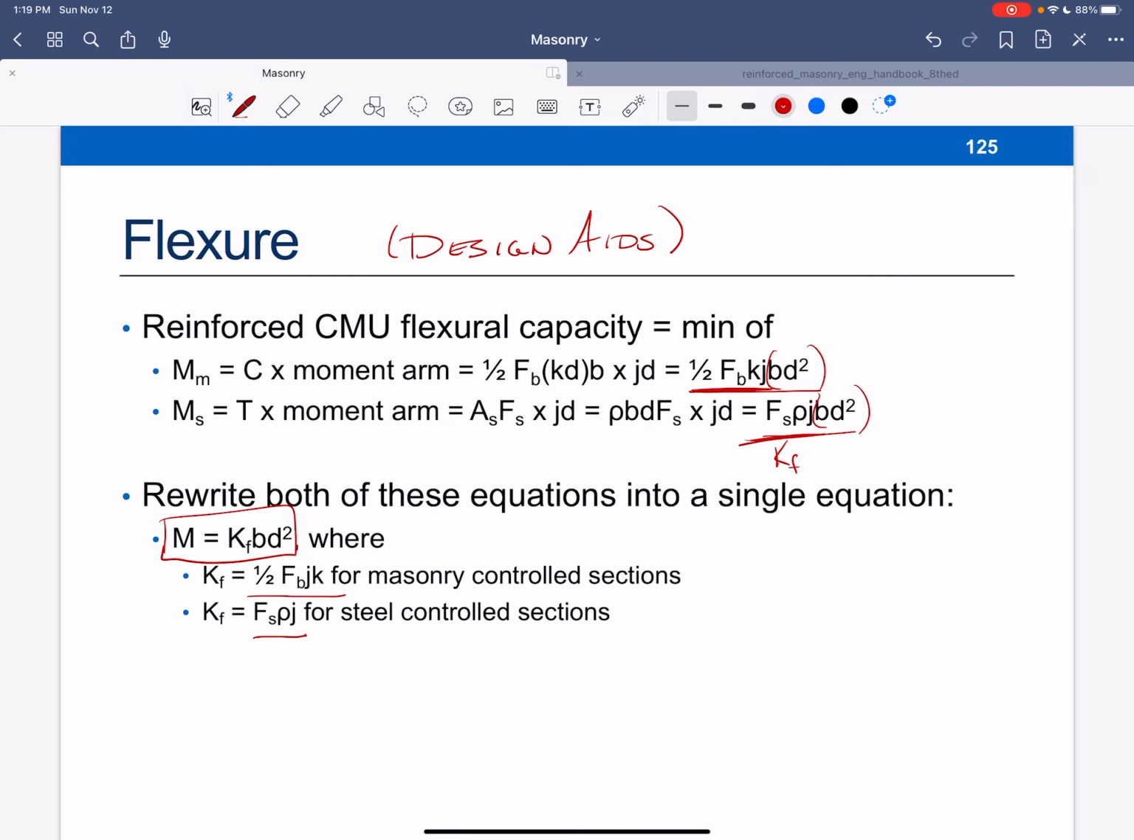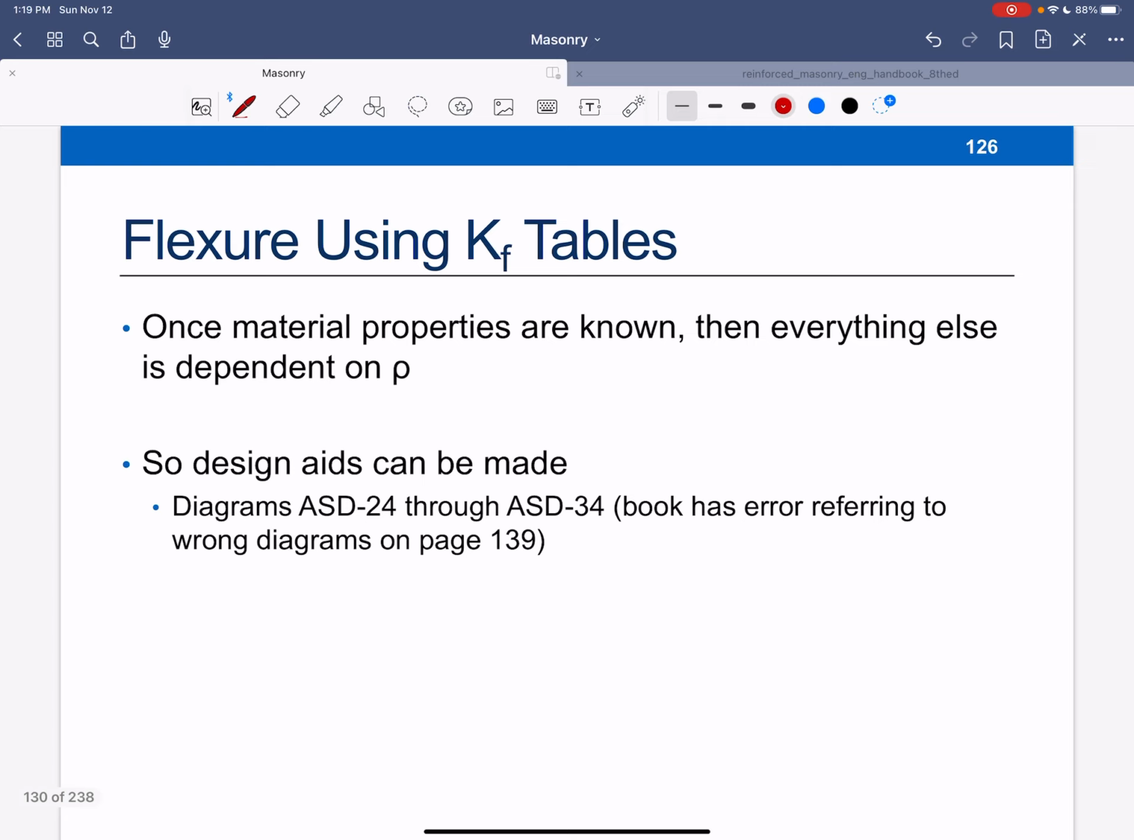So I can go into those charts with, say, a rho value, or I can go into those charts with a moment value or whatever I'm looking for, and then back out the answer I need. So how do I use the KF table? We're going to redo the last example. Our next example is going to be just using those tables directly.